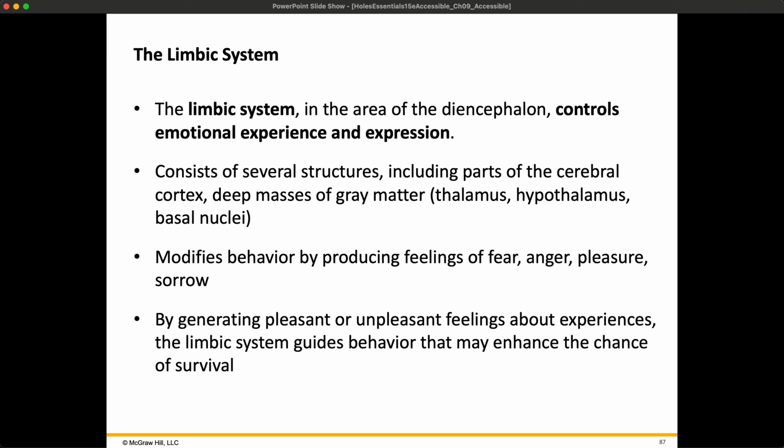The limbic system is part of the diencephalon, involved in emotional experiences and expression. It has different parts to it. It modifies behavior, producing feelings of fear, anger, and pleasure. Your amygdala is in here as well, along with pleasant or unpleasant feelings.